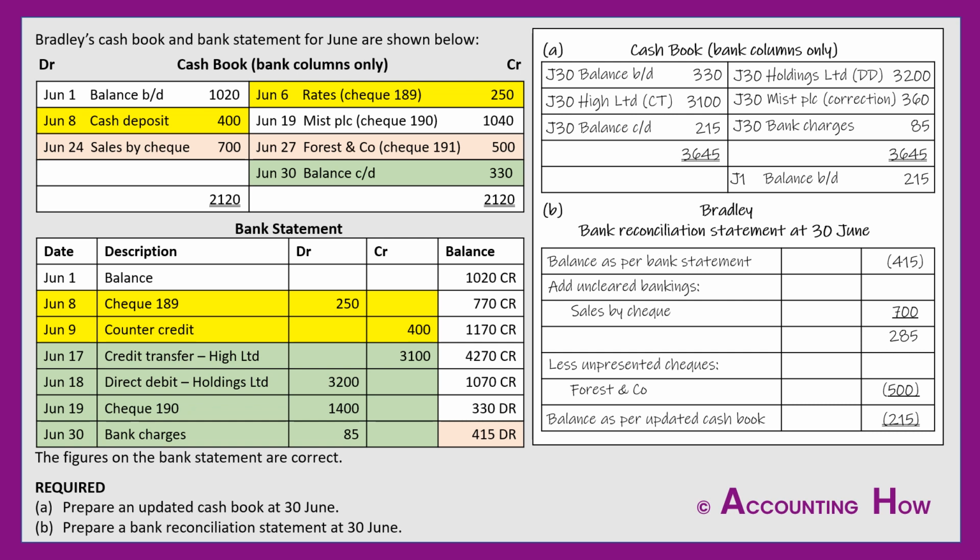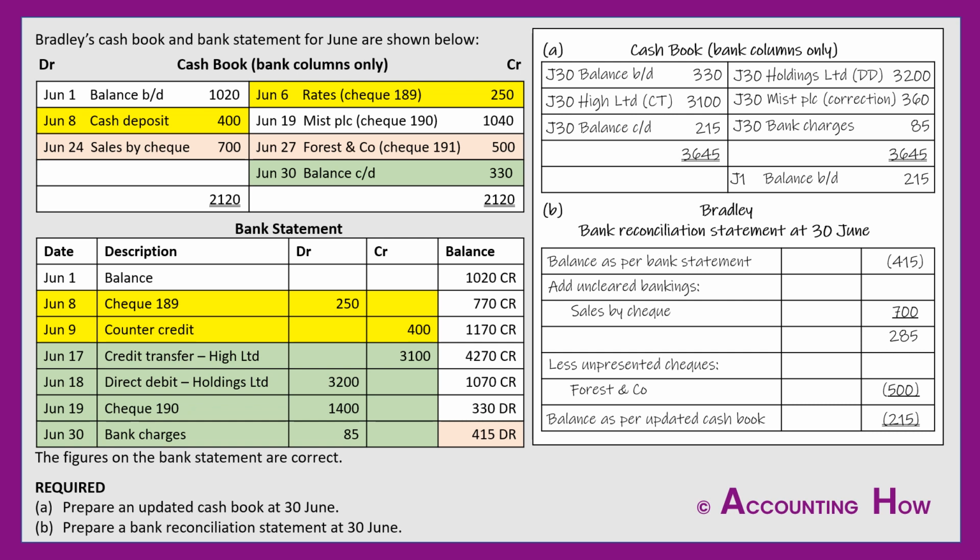And then my final narrative in my reconciliation statement: balance as per updated cash book. You'll see he's now back in an overdraft, so it's back in brackets, £215. And that agrees with, reconciles with, which is the whole point of what we're doing, the updated balance in the cash book. £215 overdrawn, both in his cash book and at the end of his bank reconciliation statement.